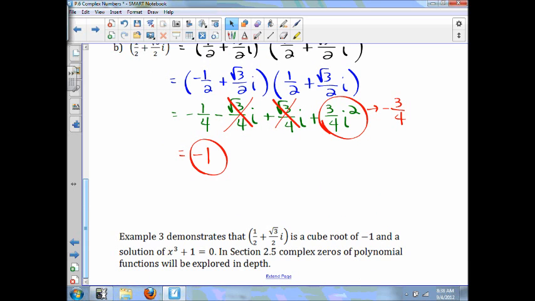Now example 3, part b, demonstrates that 1/2 plus the square root of 3 over 2i is a cube root of negative 1 and a solution of x cubed plus 1 equals 0. Later in section 2.5, complex zeros of polynomial functions will be explored more in depth.